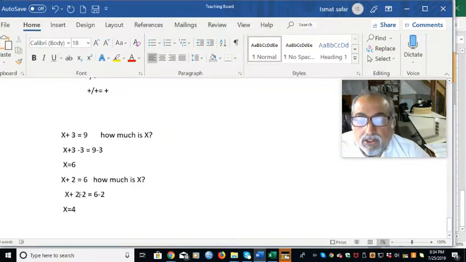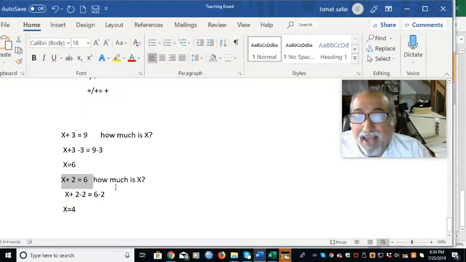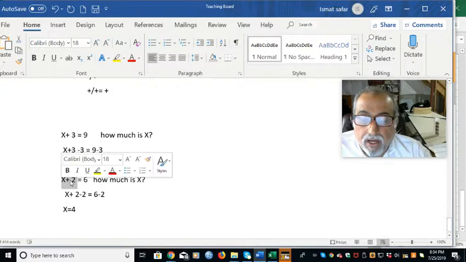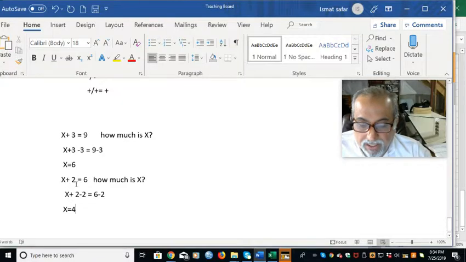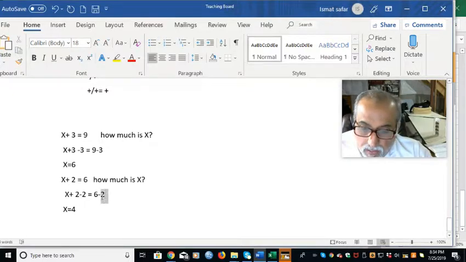Okay, let's do another simple one. X plus 2 equals 6. How much is x? I don't know. Okay, so x plus 2 equals 6. How much is x? Well, we subtract 2 from here and we subtract 2 from here. So x plus 2 in the original equation, minus 2 and minus 2.